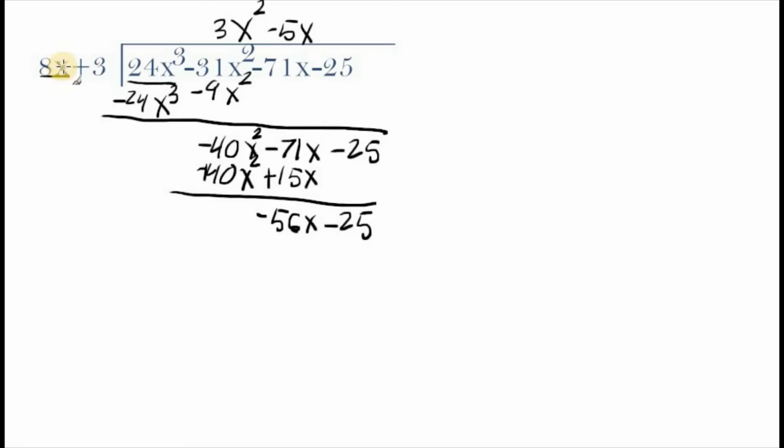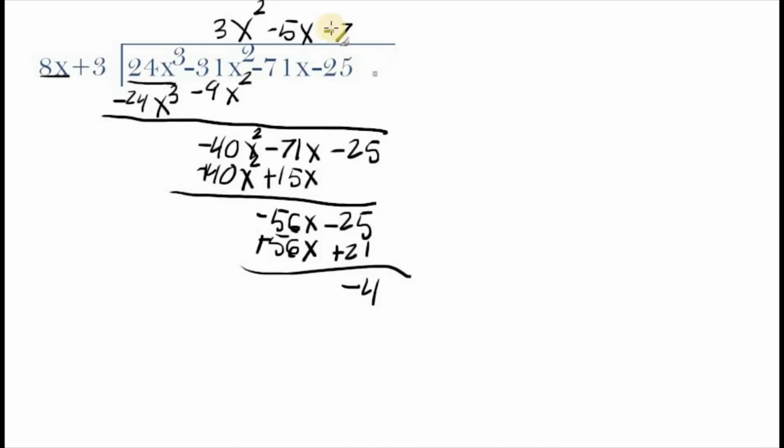And you'll do what times 8 will give you negative 56. And that'll be negative 7. So you'll just write down negative 7 because it already has an x here. Negative 7 times 8 will give you negative 56x. And then negative 7 times 3 will give you negative 21. And then you switch the signs. And you'll get negative 4.